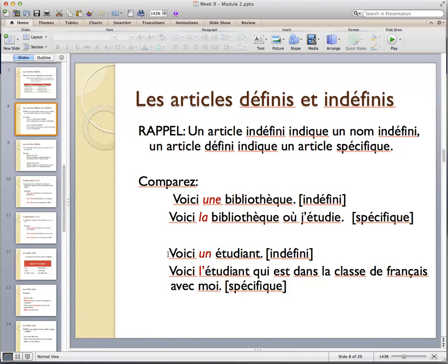In my second example, I can say, voici un étudiant. Here is a student, any old student. It's indefinite. We don't know which student. But in my second example, voici l'étudiant qui est dans la classe de français avec moi is specific. Here is the student who is in the French class with me.